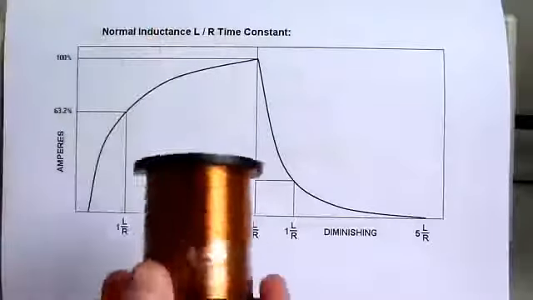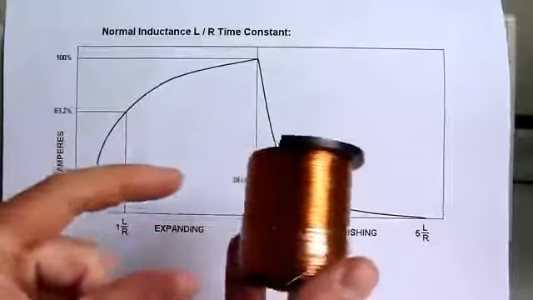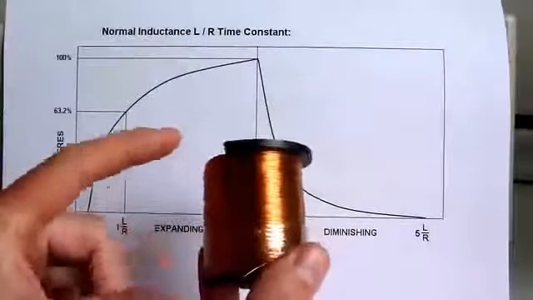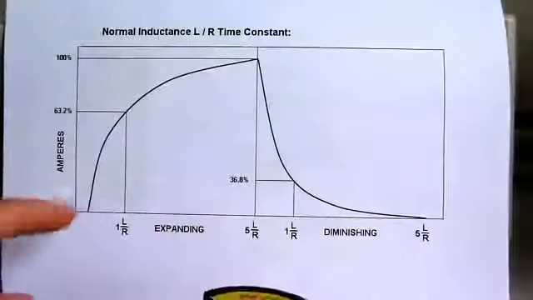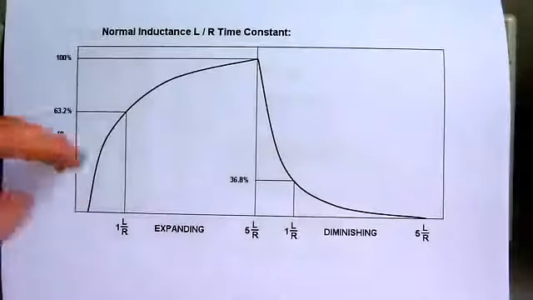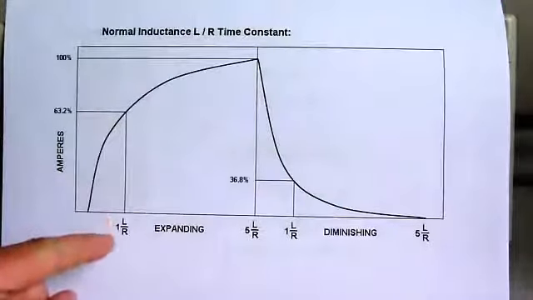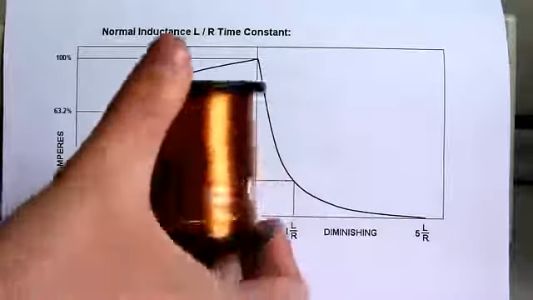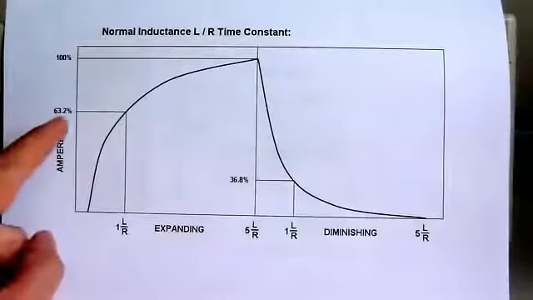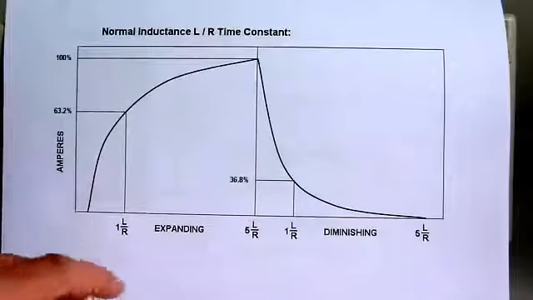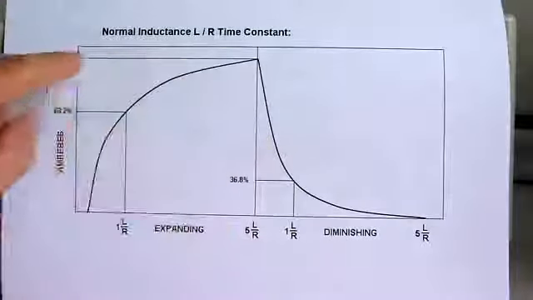In a normal inductor, when you provide a DC voltage to it, the inductor will respond by creating a magnetic field, and the creation of the magnetic field follows this graph. At 1 L over R times, or L divided by R times, the magnetic field has expanded to 63.2% of its maximum field strength. And at 5 L over R times you can see that it has reached its maximum, 100%.